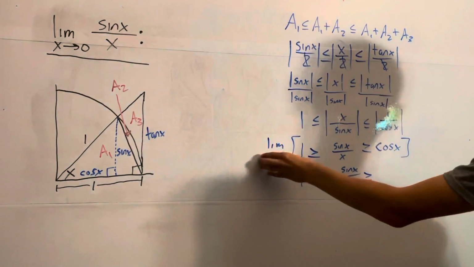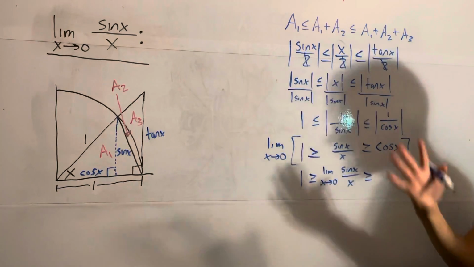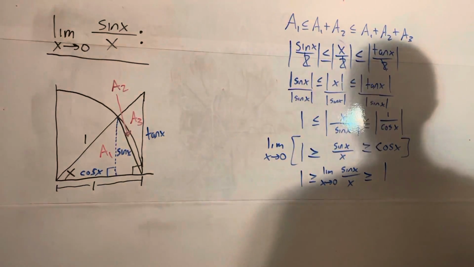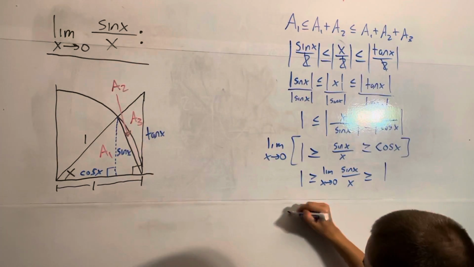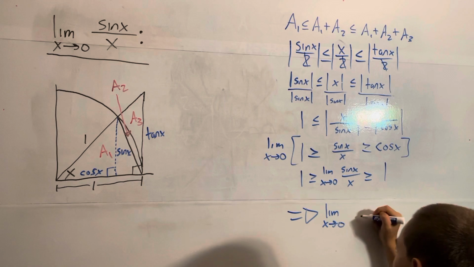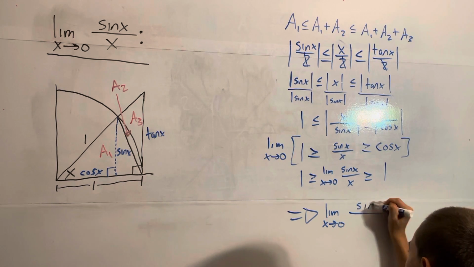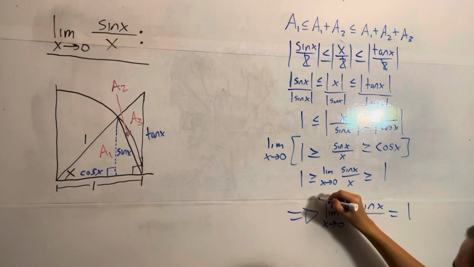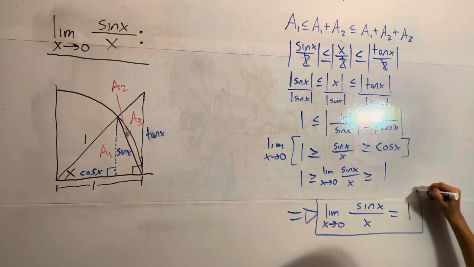And the limit as x approaches 0 of the cosine of x is just the cosine of 0, which is 1. There it is. And so based on the squeeze theorem, we can now conclude that the limit as x approaches 0 of the sine of x over x is equal to 1. There it is.